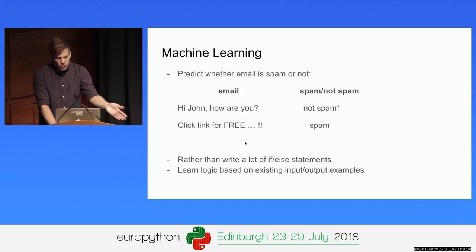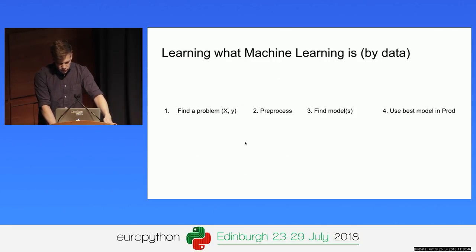What could we use machine learning for? Rather than write a lot of if-else statements, you can learn logic based on the existing input-output examples. So the steps here are: find a problem, do some pre-processing. In our example, we didn't have to do any. Find a model that works, and then use this best model in production.